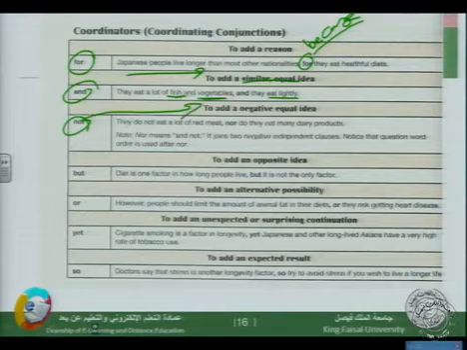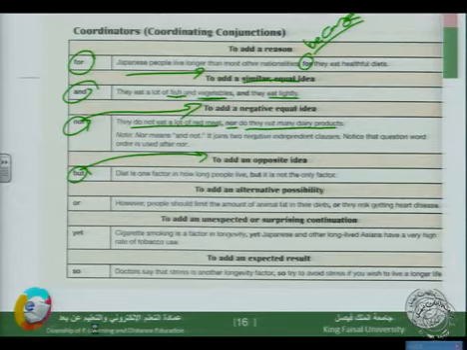Nor is used to add negative equal idea. They don't eat a lot of red meat, nor do they eat many dairy products. So nor معناها not and not. But is used to add an opposite idea. Diet is one factor in how long people live, but it is not the only factor. So but here it shows an opposite idea.